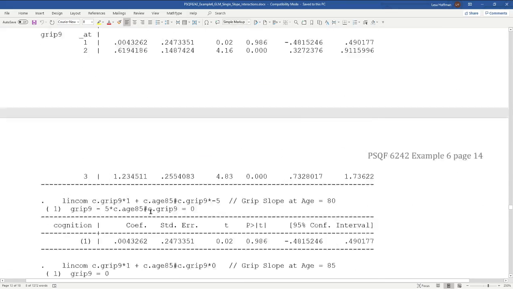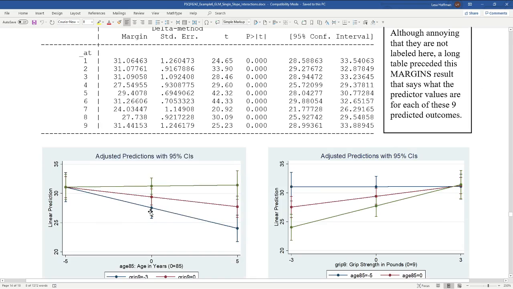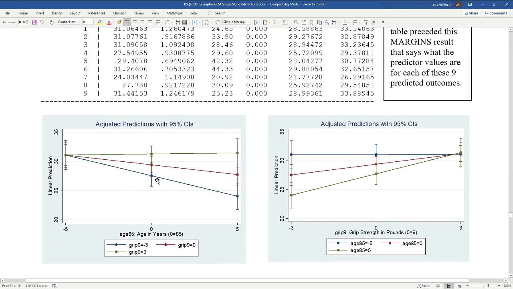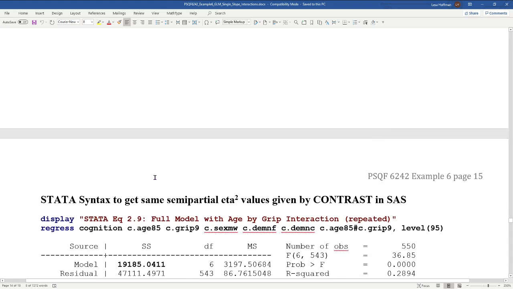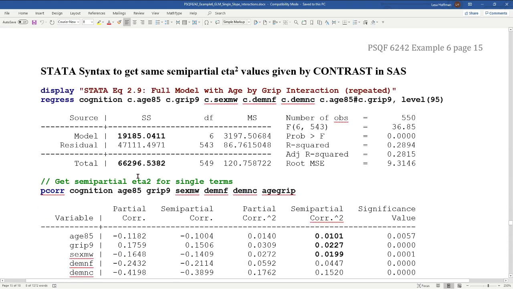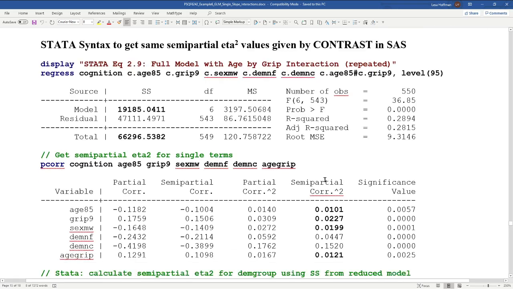And here are the margins from Stata and the pictures it produces. And here are the effect sizes. So in Stata, in order to get an effect size for one term, that is a semi-partial eta squared, you have to estimate the model without it.